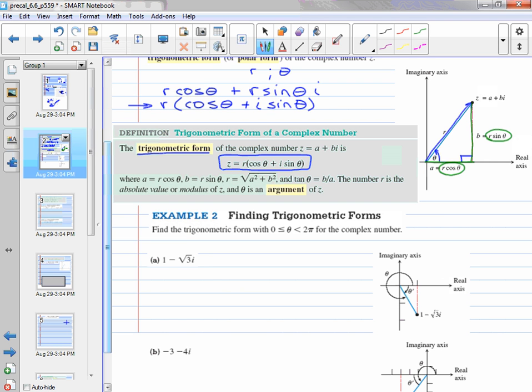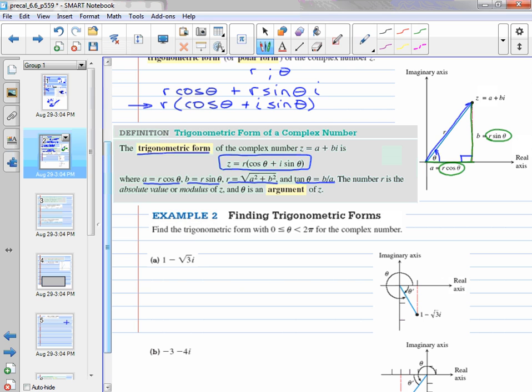And how do we get that? Because the a is r cosine theta, the b is r sine theta, and r is the square root of a squared plus b squared. How would I get the angle? Well, tangent of the angle is b over a, so I know I can take the inverse tangent of b over a and I can get that angle.